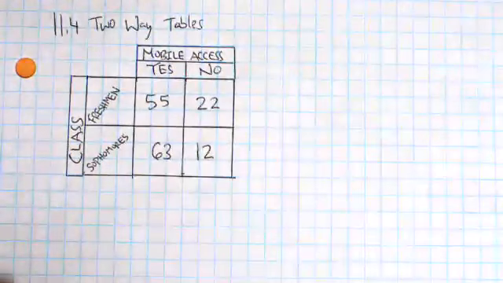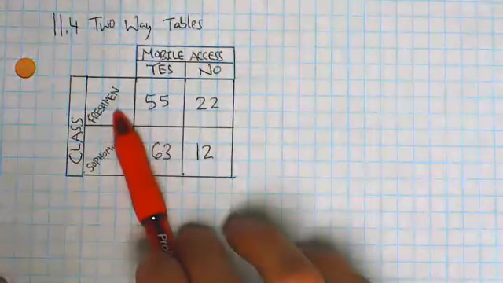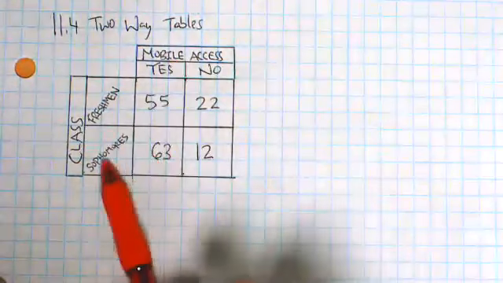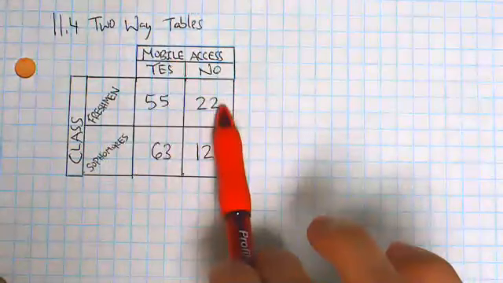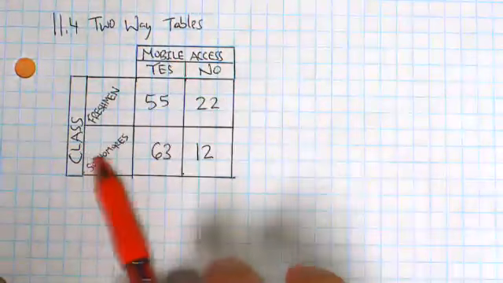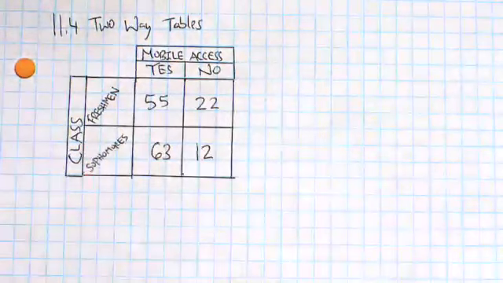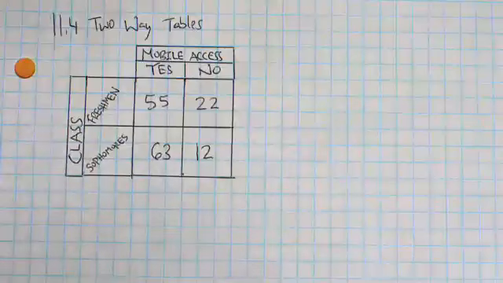So if we read this, you can look at it and say, all right, well, there are 55 freshmen who do have mobile access, 63 sophomores that do have mobile access, and there are 22 freshmen who do not have mobile access and 12 sophomores who do not have mobile access. So reading the two-way tables is relatively straightforward, and we're going to go ahead and talk about the various things that we can describe in our two-way tables.